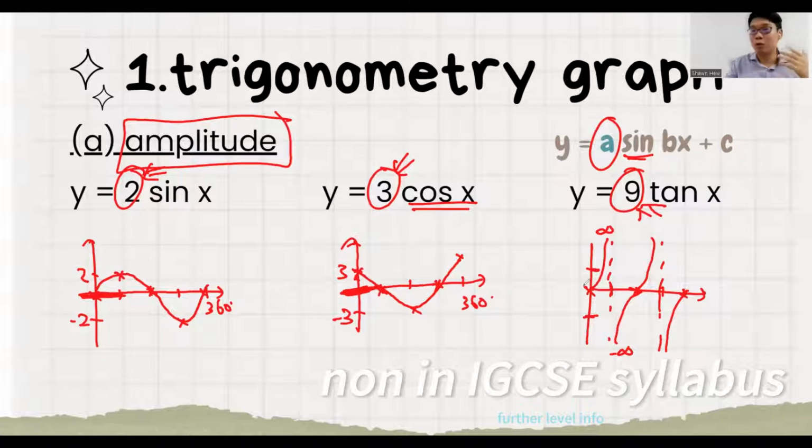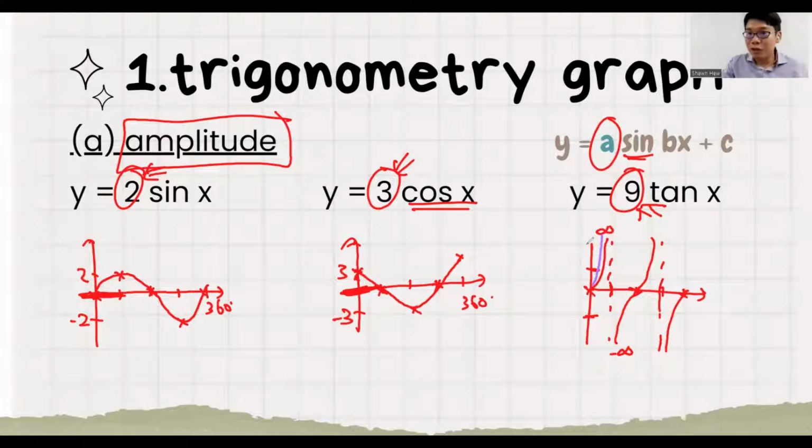But of course, when you go to a further level, the question asks you to show the difference. Can you show the difference? If the amplitude changes, it will cause the graph to become steeper. Same goes for this, all will become steeper. But if they ask you to just sketch in IGCSE, then the shape is just like this. So we have completed amplitude changes.